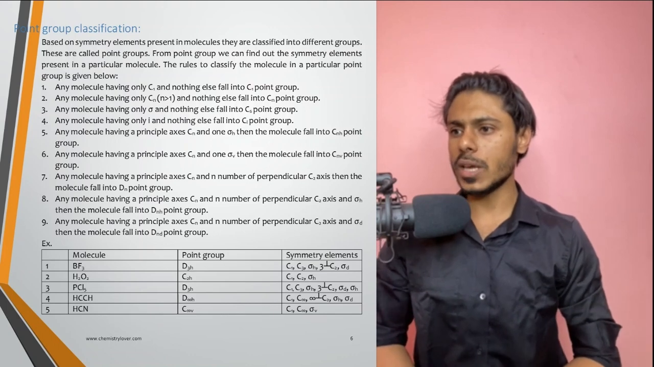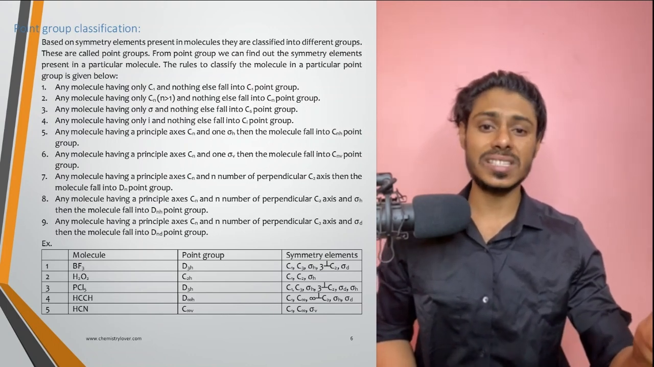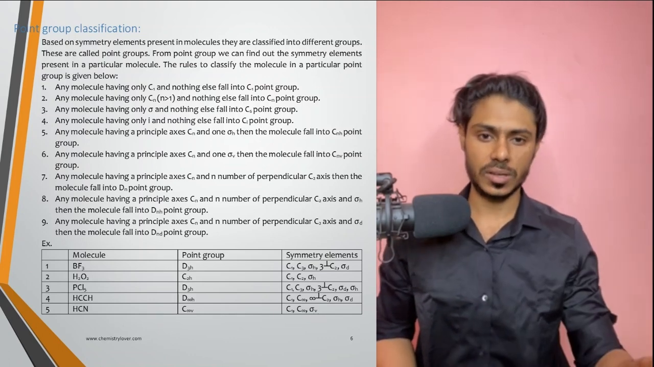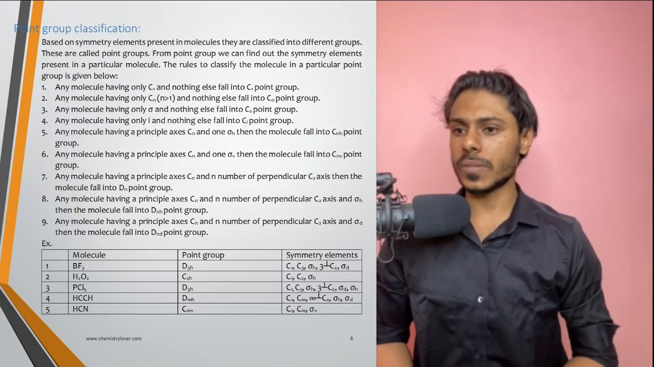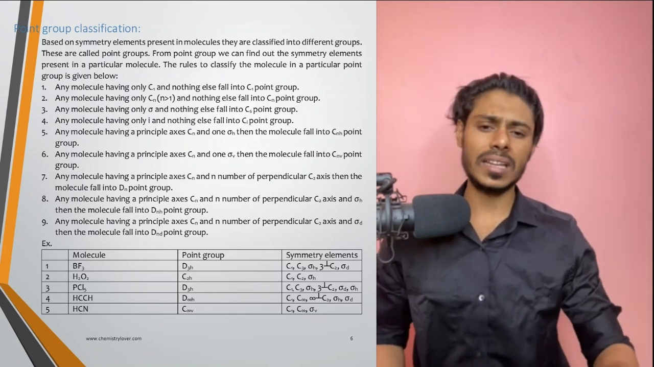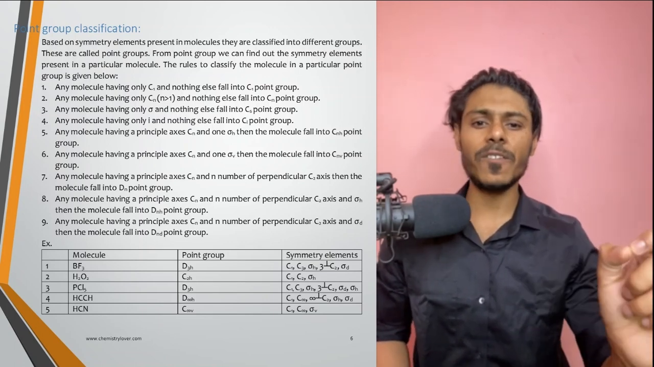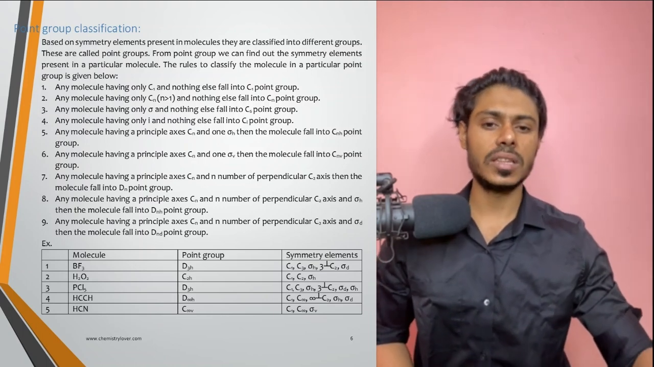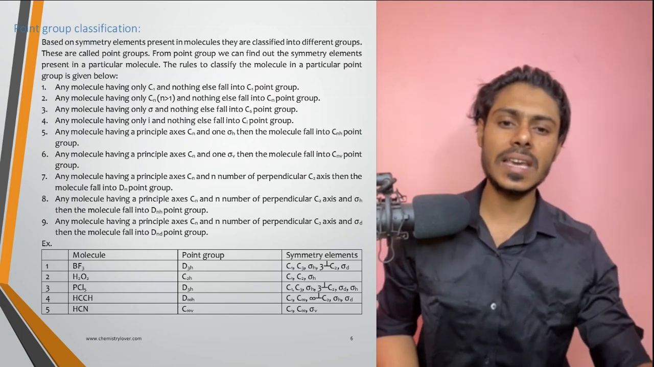But when you have a molecule with a Cn axis and you have a sigma plane which is sigma horizontal, then the point group will be Cnh. Now in a molecule, if you have a Cn axis and you have a sigma v plane, the point group will be Cnv. So if you have sigma h, then the point group will be Cnh. If you have sigma v, the point group will be Cnv.